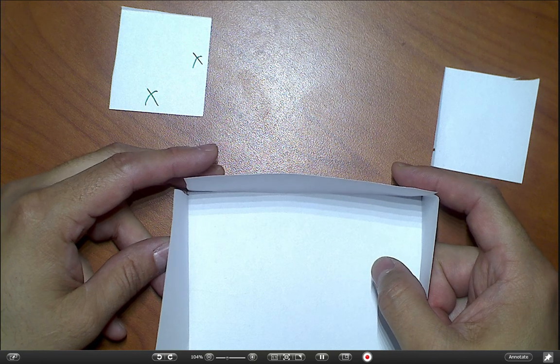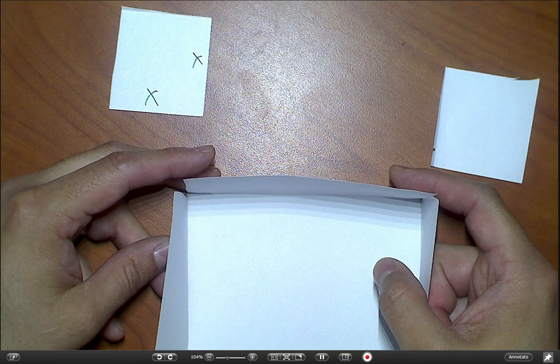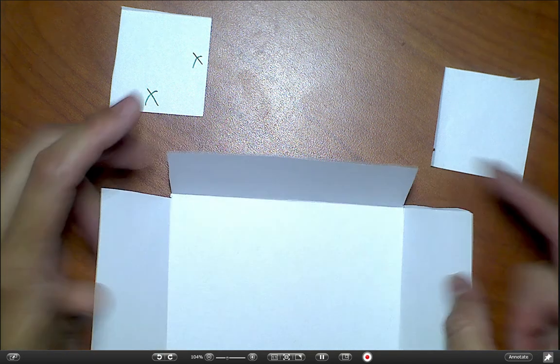Wait, what if we don't have scissors during the math test? Yeah, how am I supposed to visualize it, man?